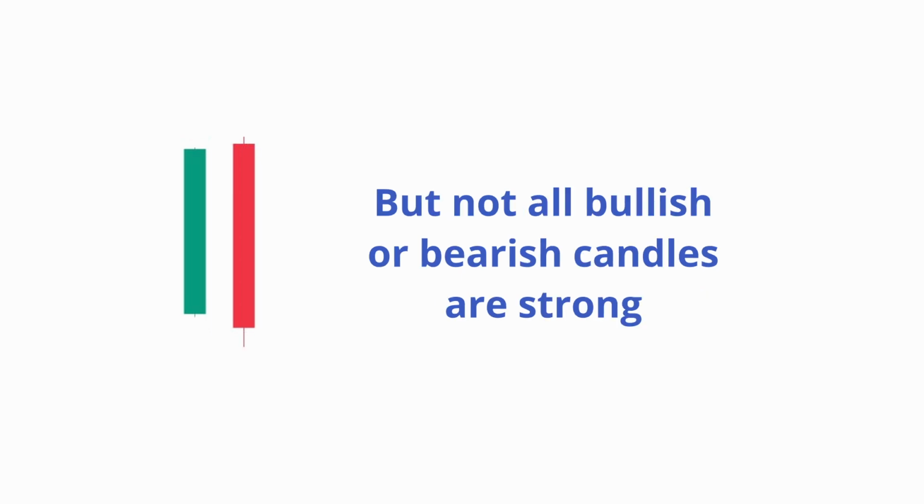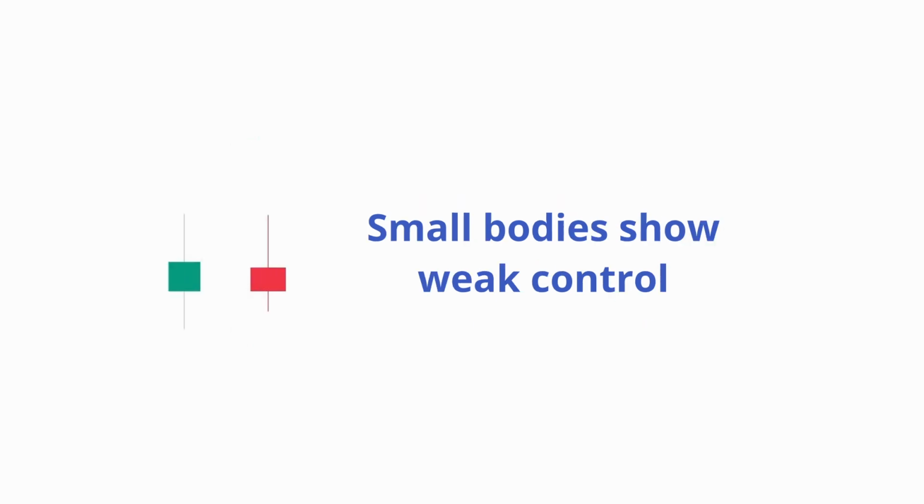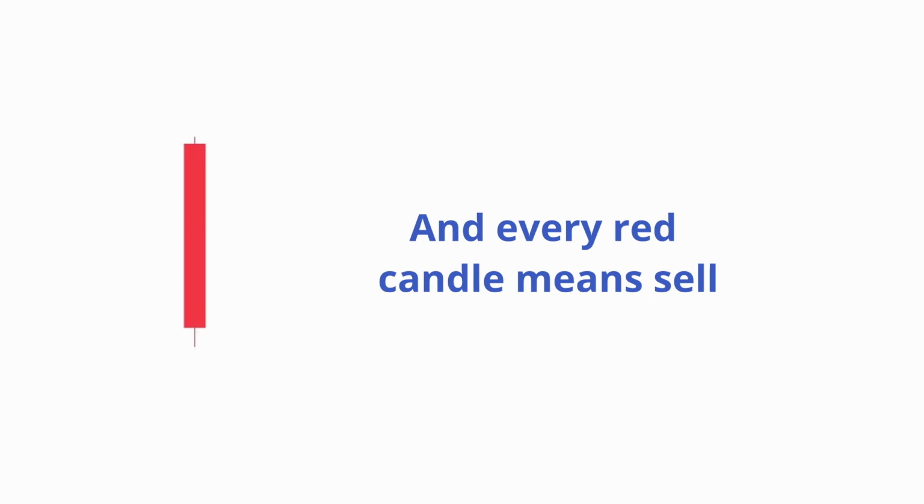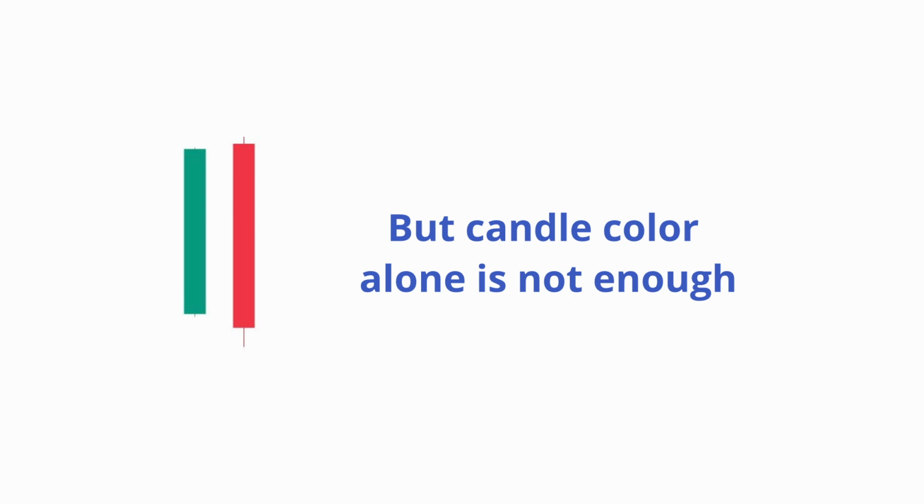But not all bullish or bearish candles are strong. Small bodies show weak control. Long wicks show rejection and hesitation. This is where beginners often get confused. They assume every green candle means buy, and every red candle means sell. But candle color alone is not enough.